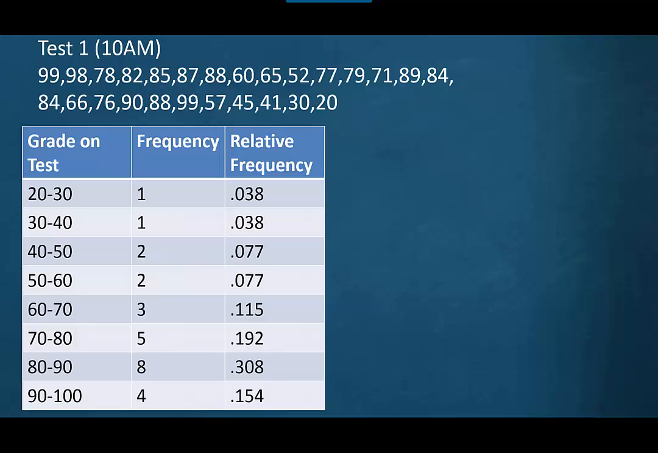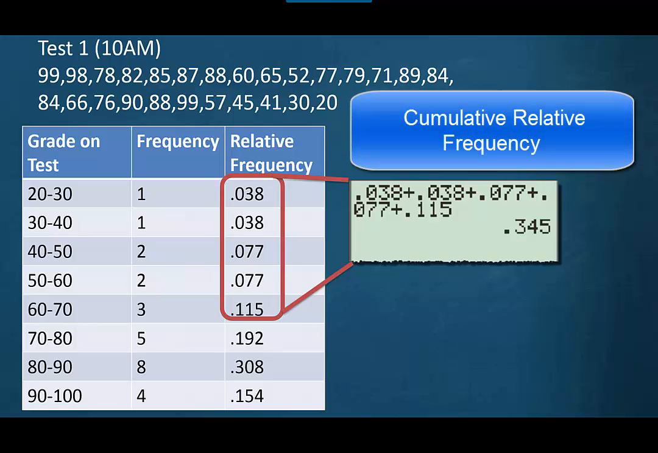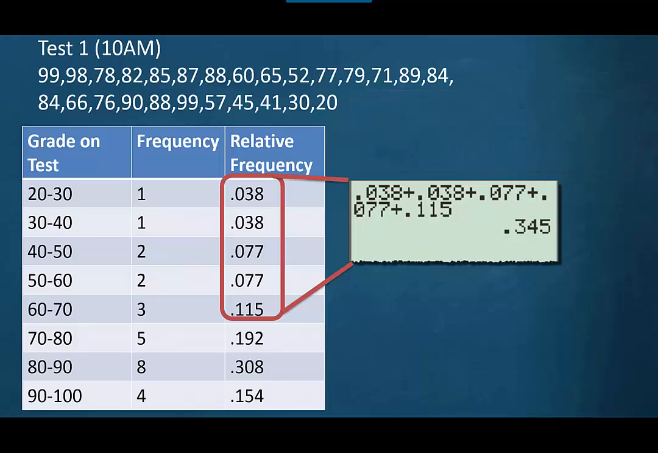For instance, we could ask what proportion of students fell below 70%, which corresponds to an F or D in this particular class. One way to do this is to add up all of these values here. This particular sum is called a cumulative relative frequency. Now, it's often useful to create a cumulative frequency table that I'll demonstrate now.